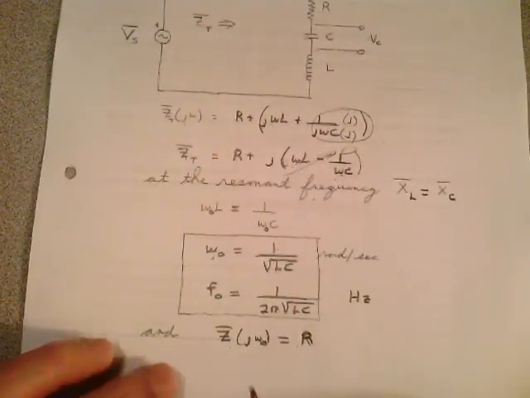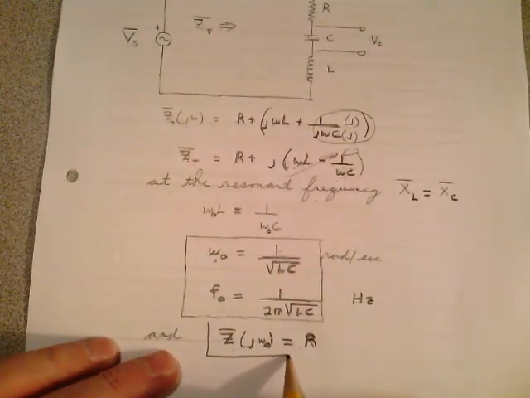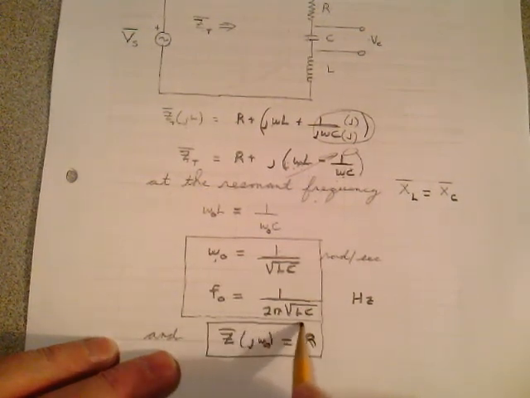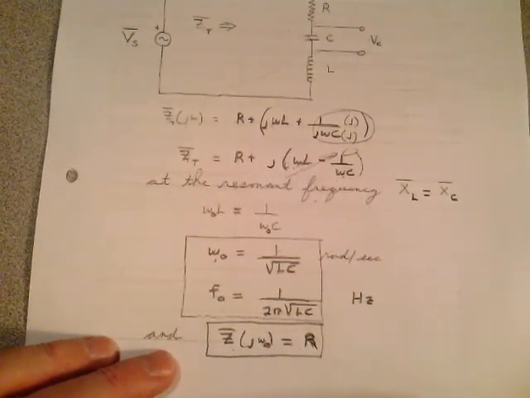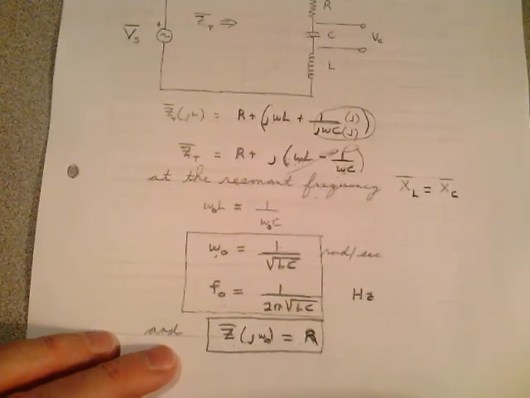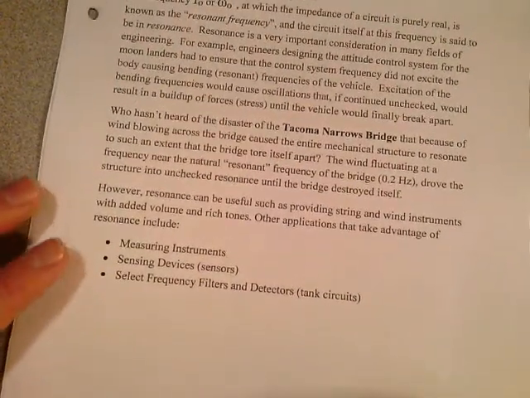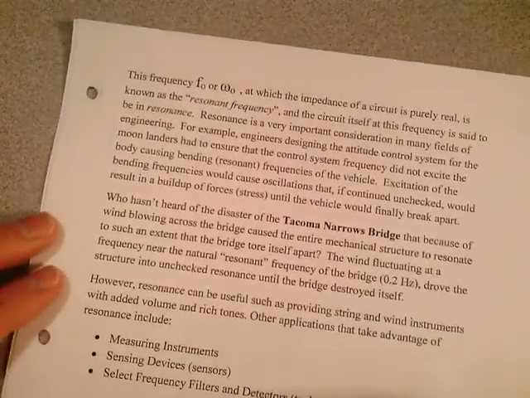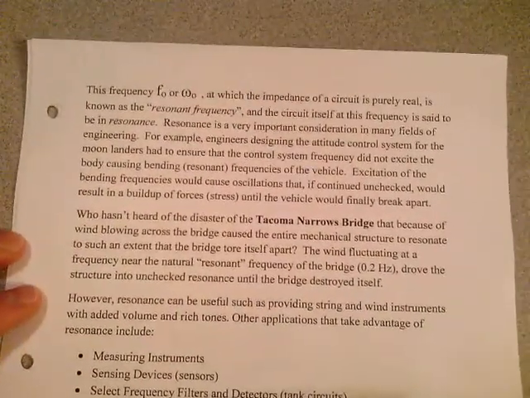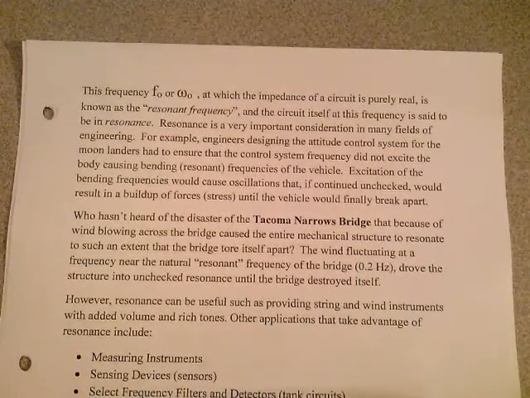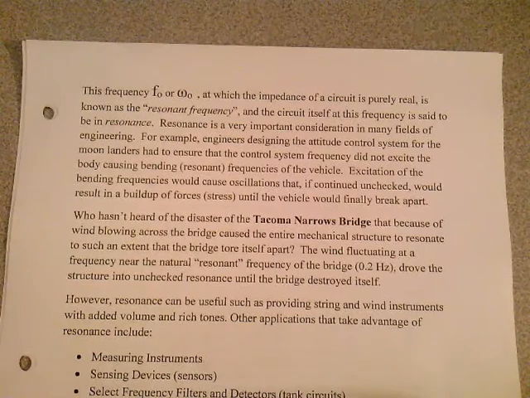Two important observations. The resonant frequency, and the impedance of the circuit is purely real at that frequency. Page number 232, this frequency f sub 0 or omega 0, at which the impedance of the circuit is purely real, is known as the resonant frequency. And the circuit itself at this frequency is said to be in resonance.